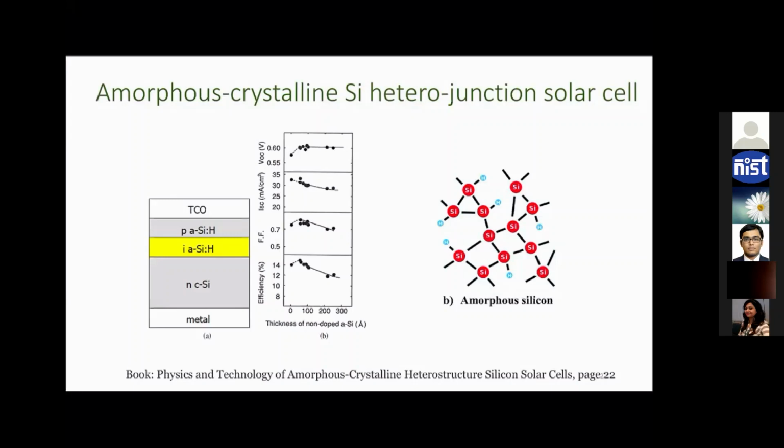Now you were talking about thin film amorphous silicon or this particular one? No, this particular picture. Okay, it is a crystalline silicon amorphous silicon heterojunction. Yes. So the width of the intrinsic region should be higher than that of P and N because it is the absorber layer.